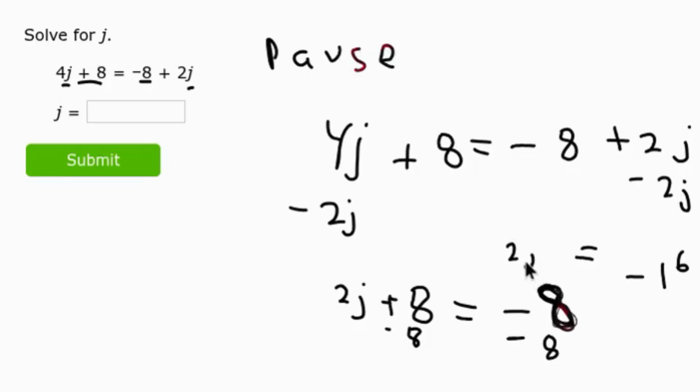And finally, we're just going to divide by 2 so we can have plain j. And the answer is j equals minus 8. So that's how you solve these types of questions. And make sure to always write j equals to get the correct answer.